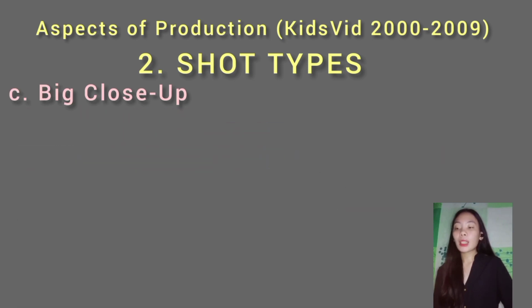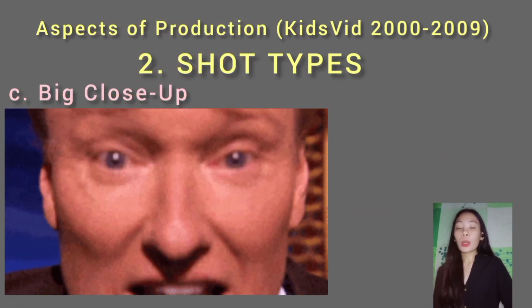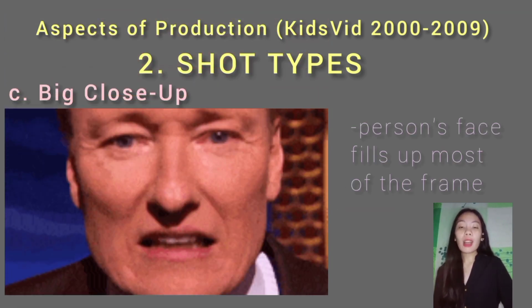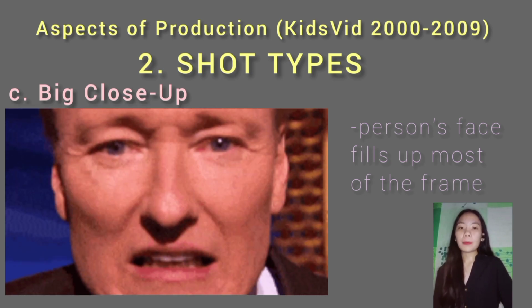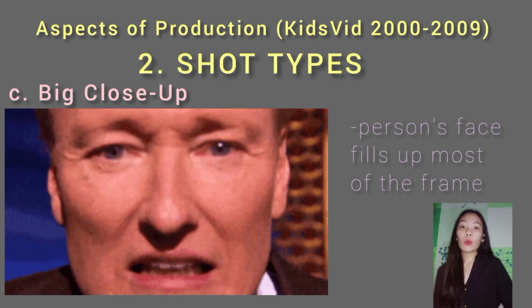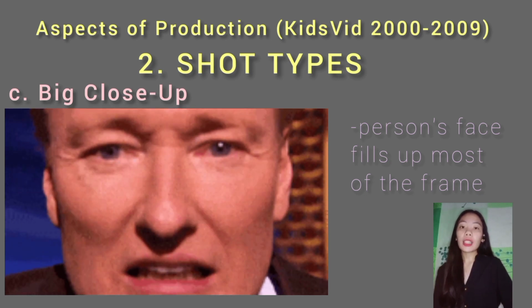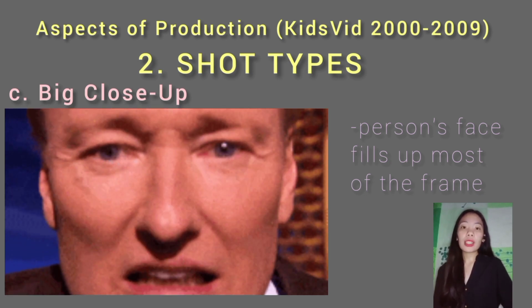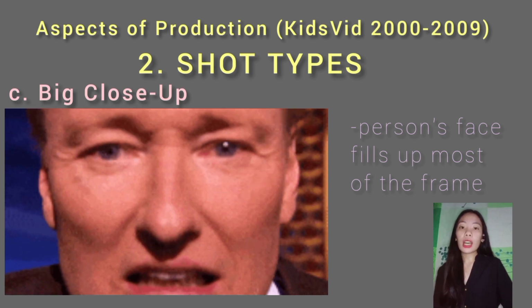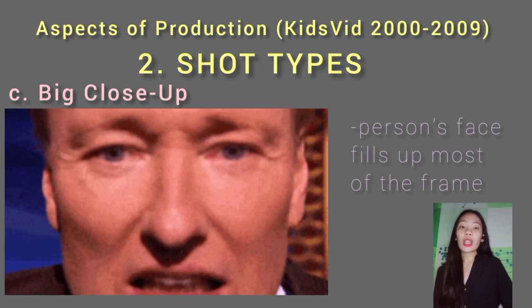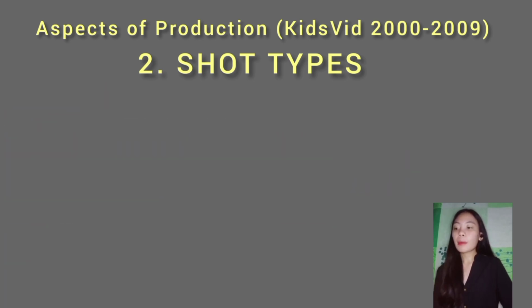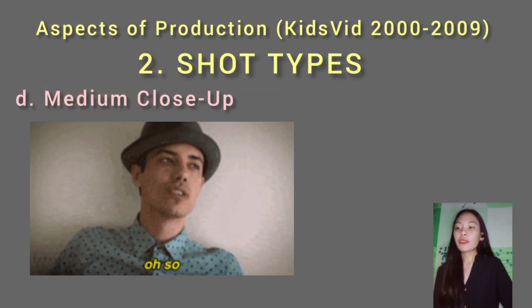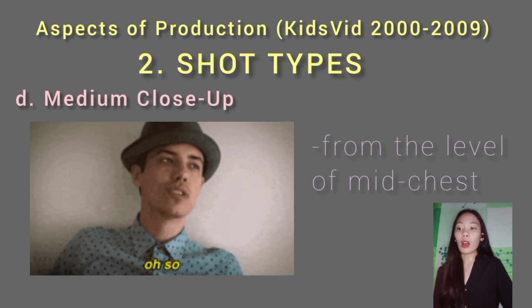Third is the big close-up, a shot in which a person's face fills up most of the frame. This close-up is showcased in movies where the target is to show emotions by showing the actress's or actor's facial movements. Next is the medium close-up, a shot framing a person from the level of the mid-chest.